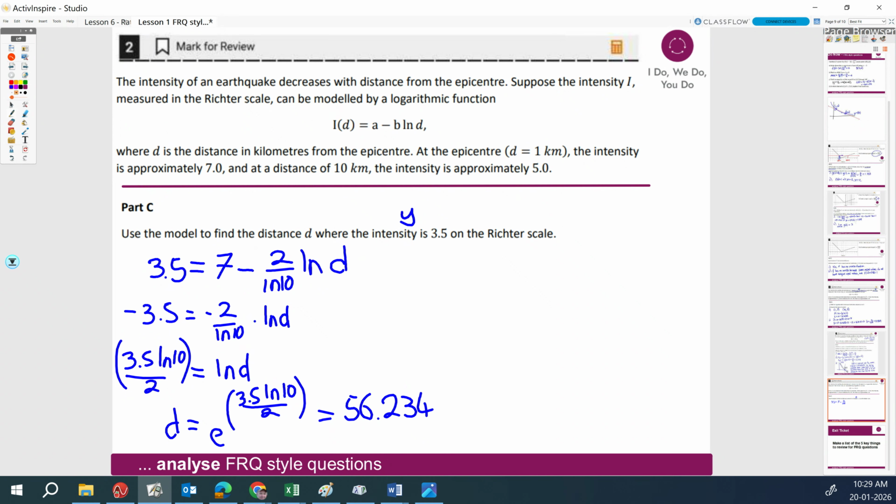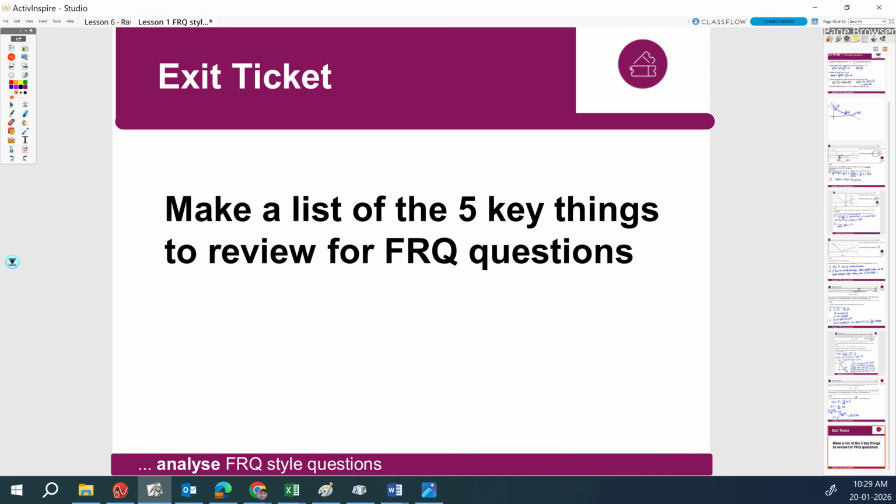Finish off today. Make a list of 5 key things that you feel you need to review to be prepared for your FRQ for next week in the mock.